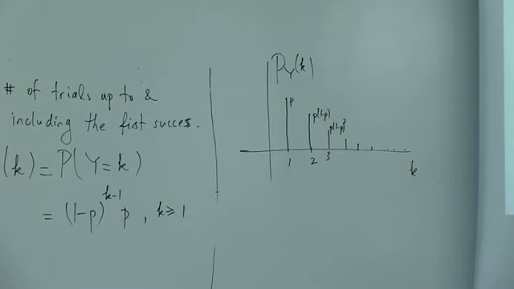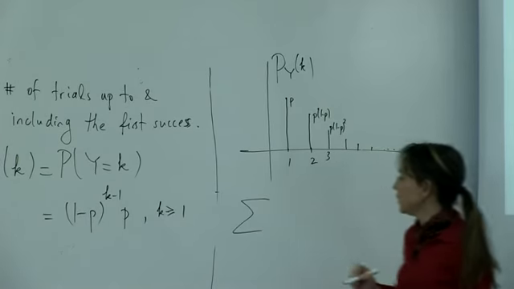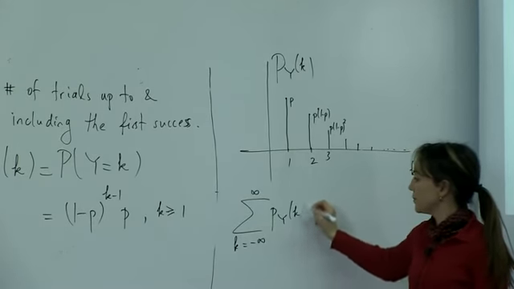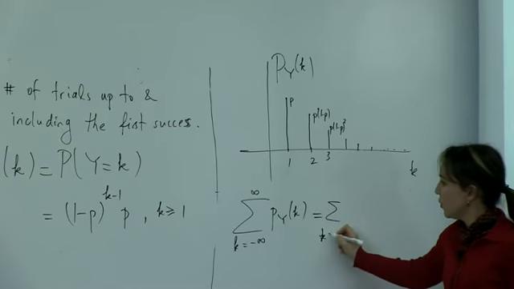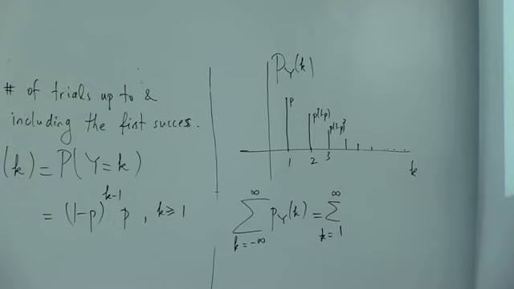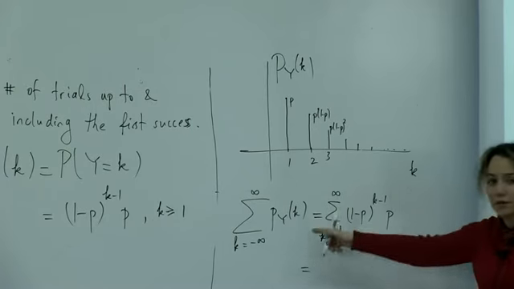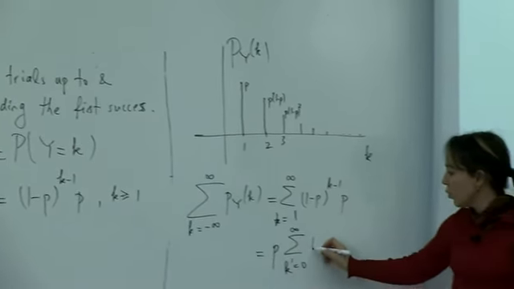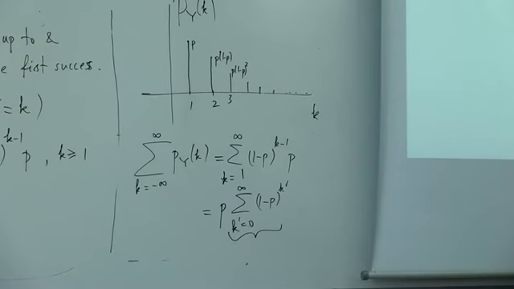Do you think this sums to 1? Let's verify that this is a legitimate PMF. So what are we summing? We're summing k from negative infinity to infinity, P_Y of k, the sum of the whole PMF across all integers. This is k going from 1 up to infinity, (1 minus p) to the k minus 1 times p. But I can take p out of the summation, and do a change of variables, k prime equals k minus 1. k prime goes from 0 to infinity, (1 minus p) to the k prime. And you probably remember the sum of this series when 1 minus p is less than 1. What is the sum of this series?